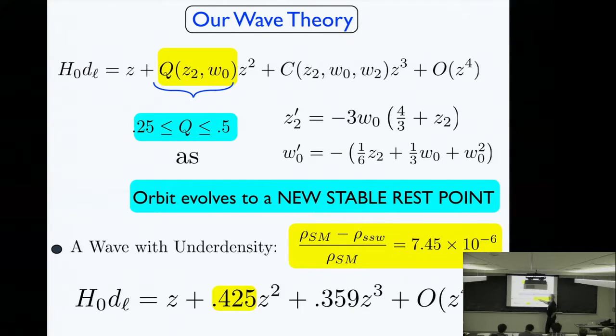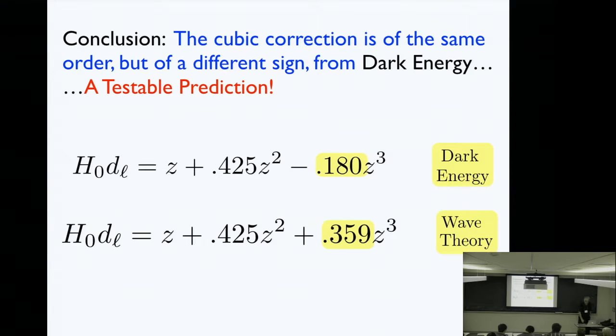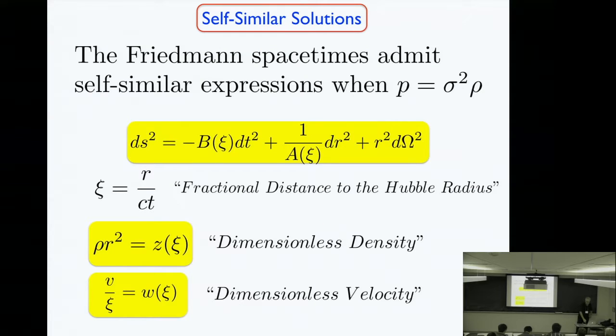So a wave with under density, 7 times 10 to the negative 6, we find the value of the acceleration parameter in these self-similar waves from radiation. They correspond to this much of an under density. And it says that much under density at the end of radiation creates the 0.425 at the center. So, and here's the dark energy. Here's the prediction. Okay, so how do we do this? Well, I still have half an hour.